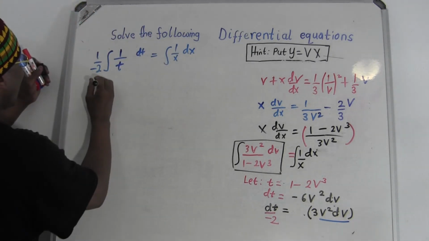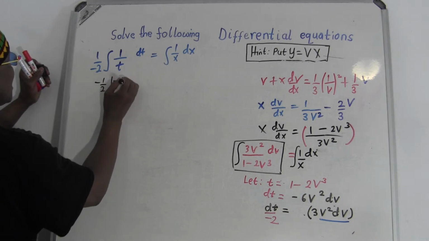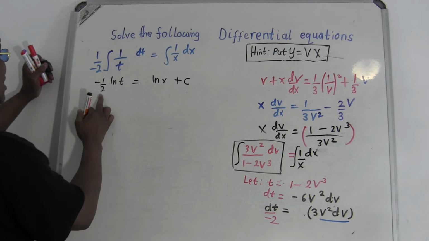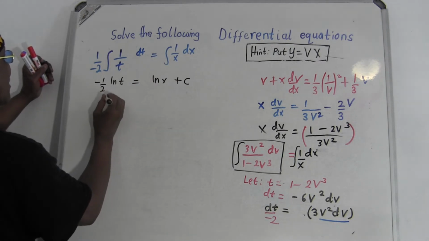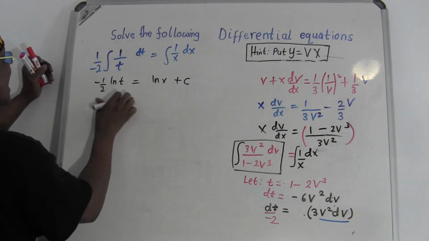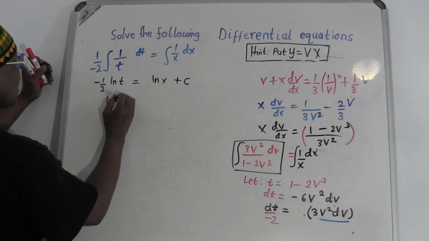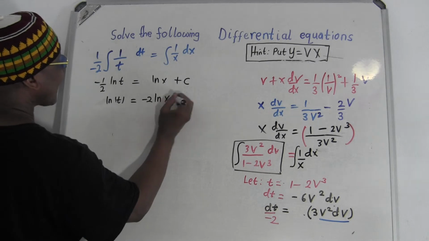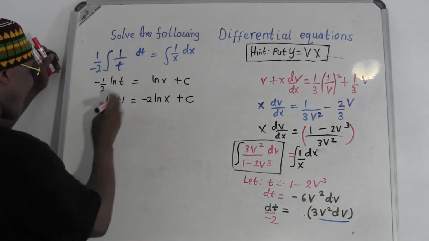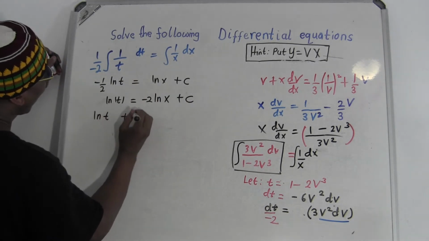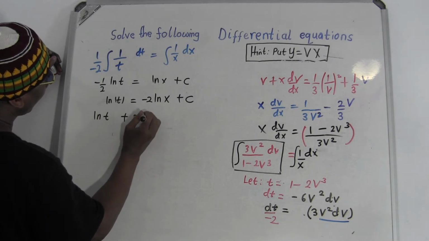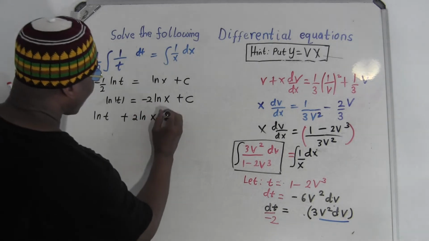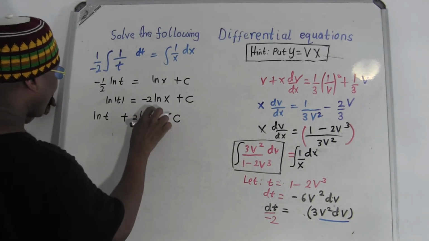So then we're going to say negative 1 over 2 ln of t equal to ln of x, plus a constant. So I can just multiply by negative 2. So this is going to become ln of t equal to negative 2 ln of x plus c, and then take this back, so it's going to become ln of t plus 2 ln of x equal to c.